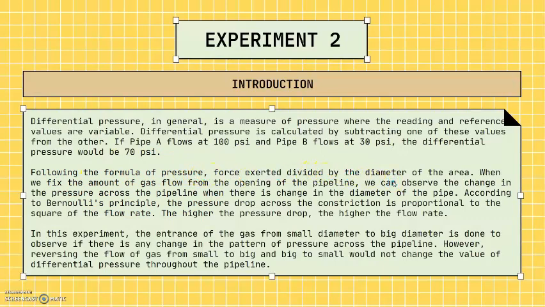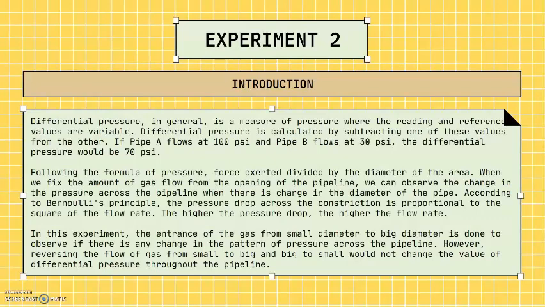When we fix the amount of gas flow from the opening of the pipeline, we can observe the change in the pressure across the pipeline when there is a change in the diameter of the pipe. According to Bernoulli's principle, the pressure drop across the constriction is proportional to the square of the flow rate. So it means that the higher the pressure drop, the higher the flow rate.